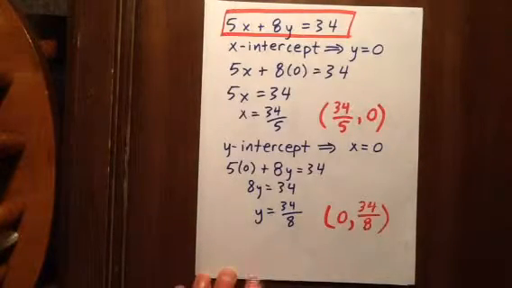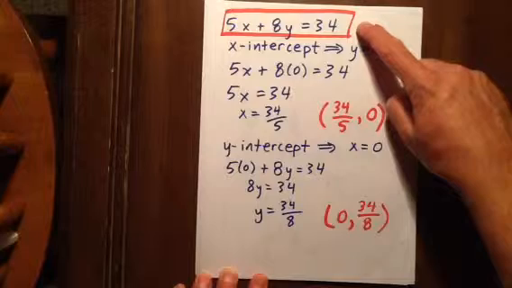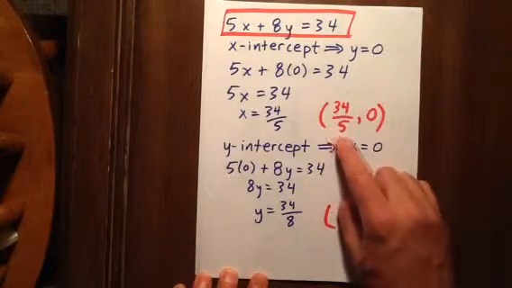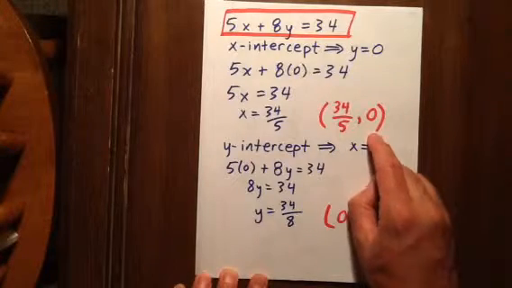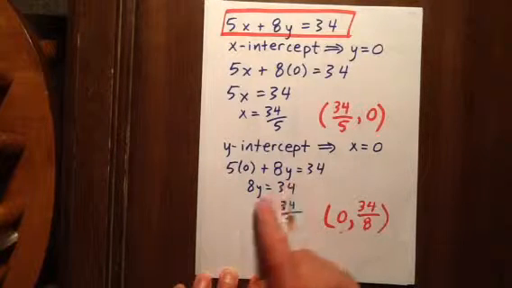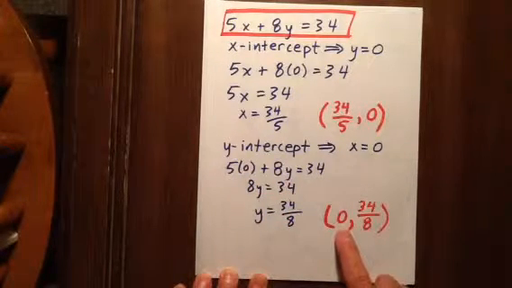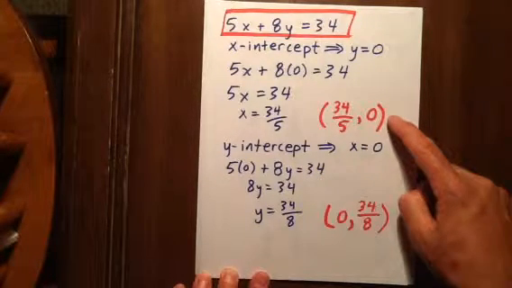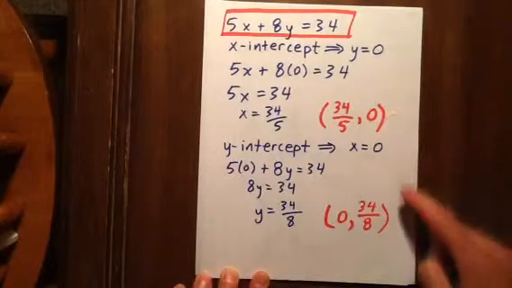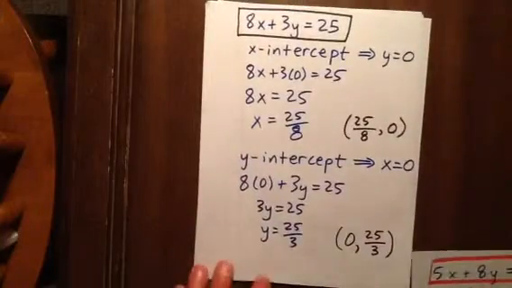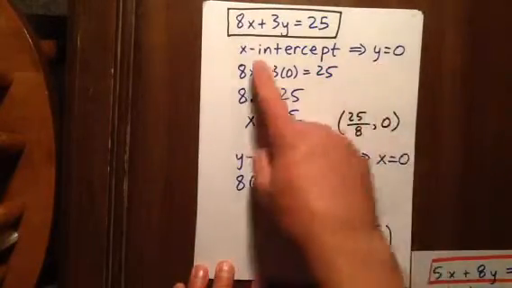Using the intercepts method, for the equation 5x plus 8y equals 34, we get an x-intercept of (34/5, 0). We get a y-intercept by letting the x-coordinate be 0 and solving for y. We get a y-intercept of (0, 34/8). So we're going to graph a line with this x-intercept and this y-intercept. But we have to draw 2 lines, so we're going to have to find the x-intercept and y-intercept of the second line.